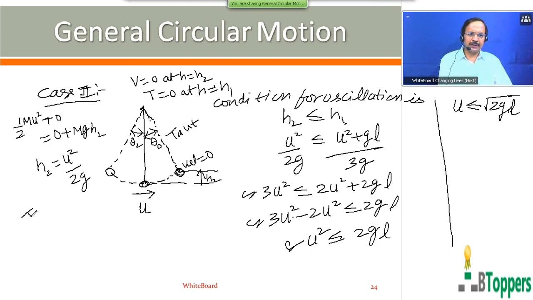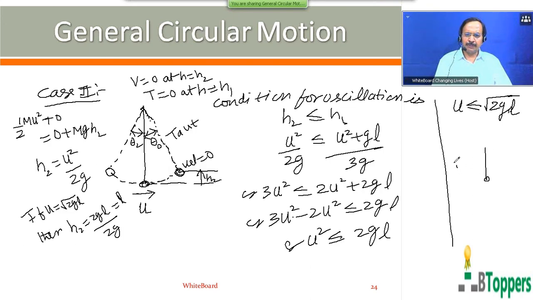Suppose you take u equal to exactly root 2gl, then u square will be 2gl, then h2 will be u square by 2g, that means 2gl by 2g. That means if u is exactly equal to root 2gl, the bob of the simple pendulum oscillates in a semicircular path about the lowest position.